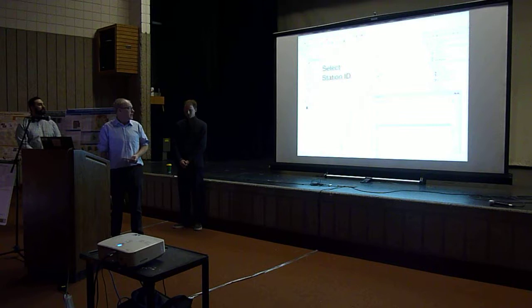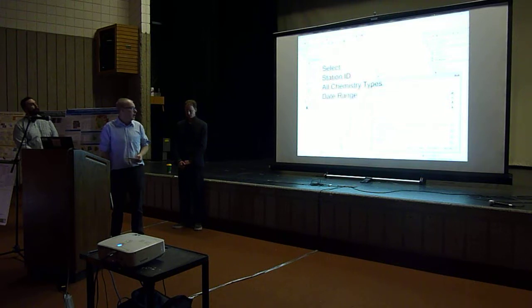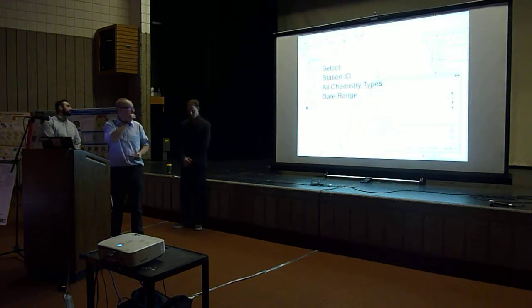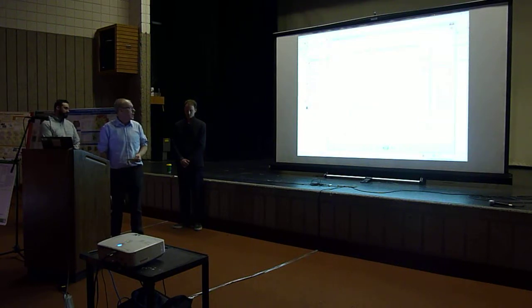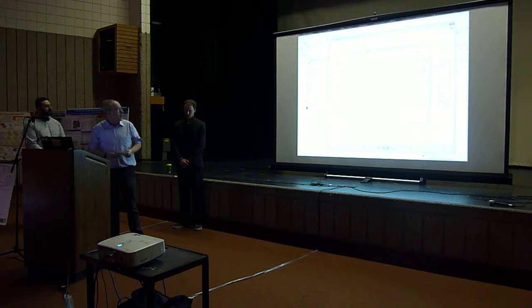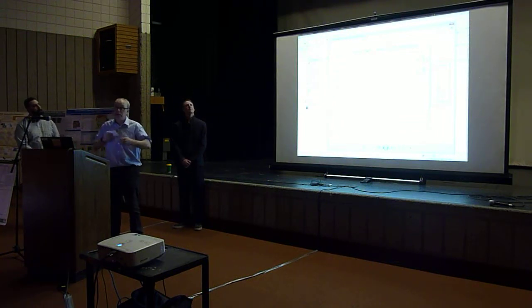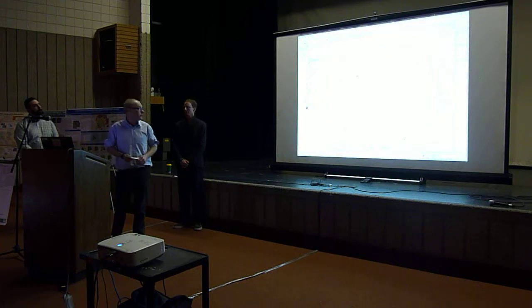So I select my station ID. Now I have the option of including as many chemistry types as I would like. In this case, I'm going to select all chemistry levels. Date ranges, again, are automatically entered and can be refined by the user. And we get this graph showing all the 16 chemistry types, or the available chemistry types for those stations.